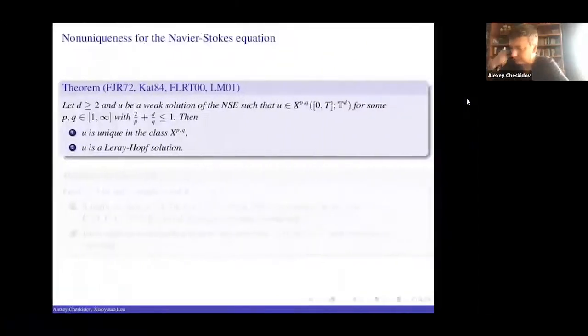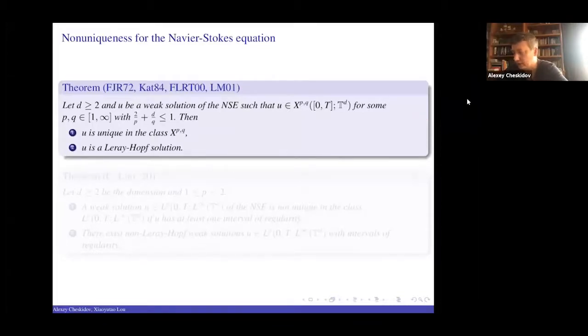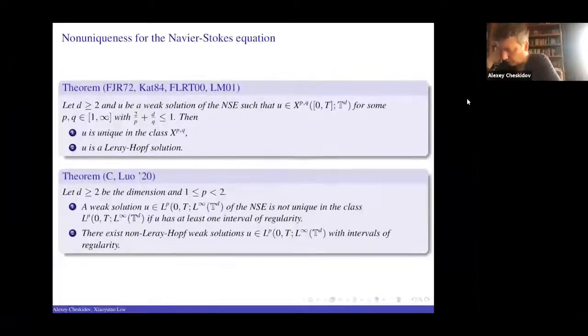Okay, so now I'm going to go back to the Navier-Stokes equations. Again, our goal is to show that this theorem is in some sense sharp. This is the result that we just proved. Given the dimension d larger than or equal to 2, so it can be 2, 3, or above, and p between 1 and 2, not including 2. First, a weak solution in the space L^p L^∞ of the Navier-Stokes is not unique in the class L^p L^∞ if it has at least one interval of regularity. And second, there exists a non-Leray-Hopf solution in the class L^p L^∞ with intervals of regularity.